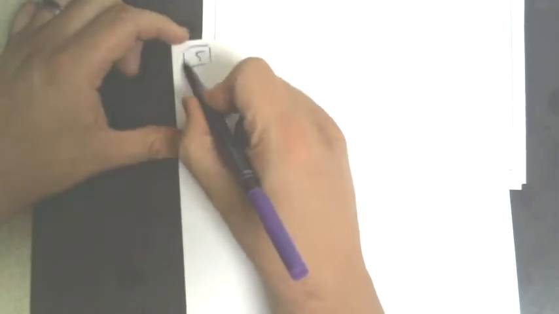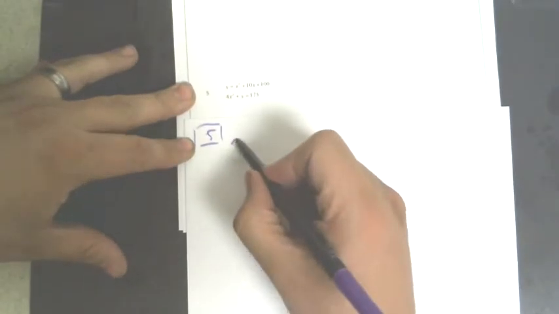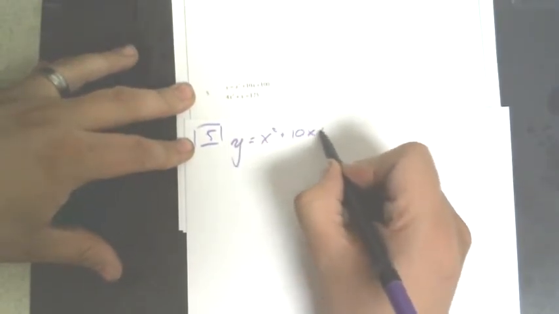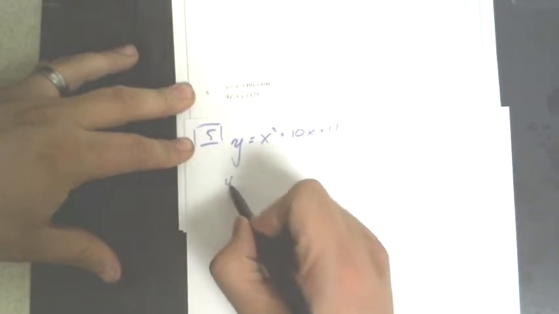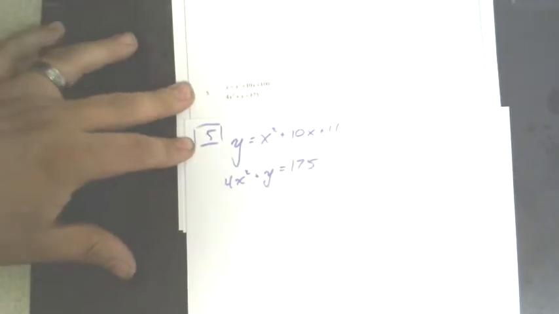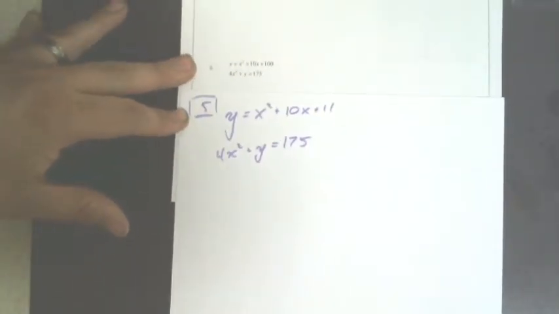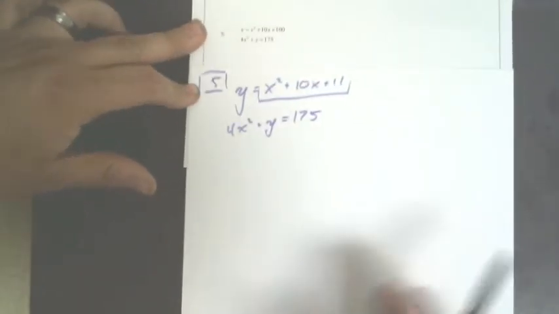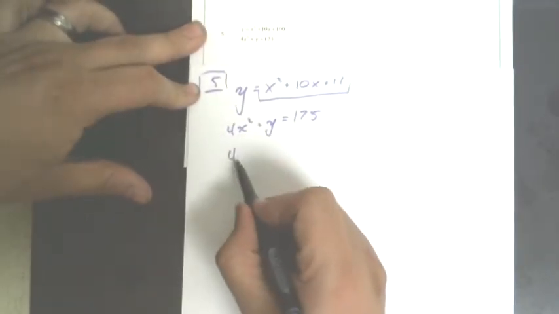Number 5. Again, very similar type of question. y equals x squared plus 10x plus 100, and 4x squared plus y equals 175. Here, we're already solved for y. All of this stuff equals y. So wherever we see a y, we can put that.